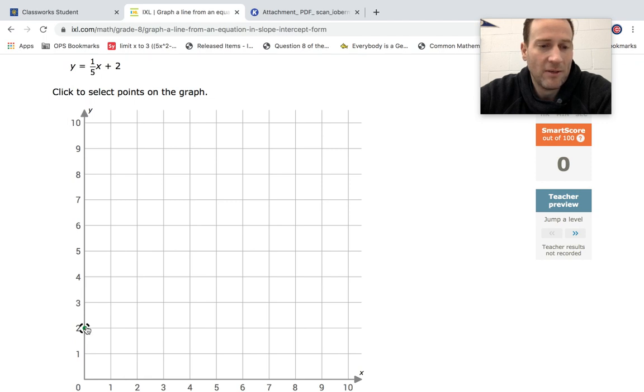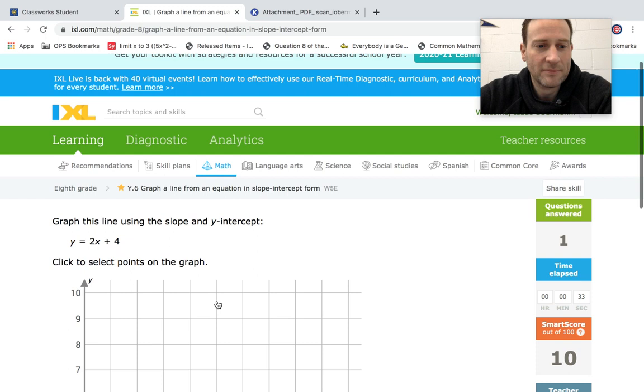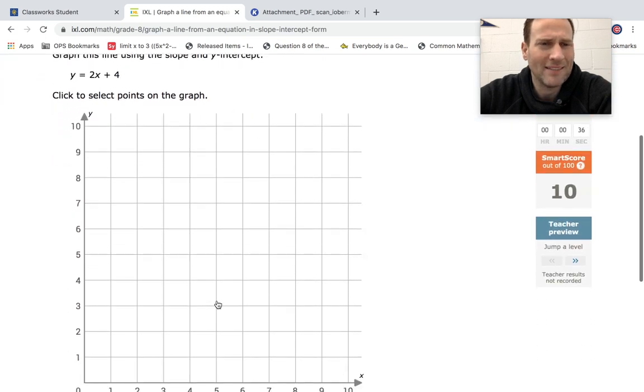So it's just like we did the other one. It gives you a point, and then we're just going to go up 1 in the y direction, over 5 in the x direction, and there's your new point. So you see the pattern is up 1 for the y, 5 for the x. And there you have your next point.